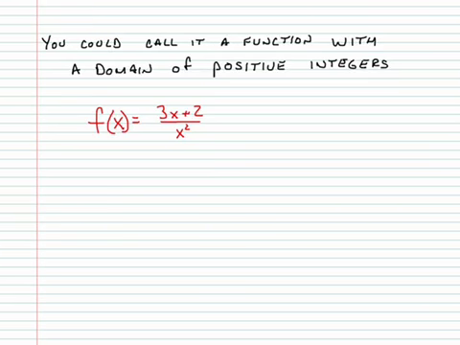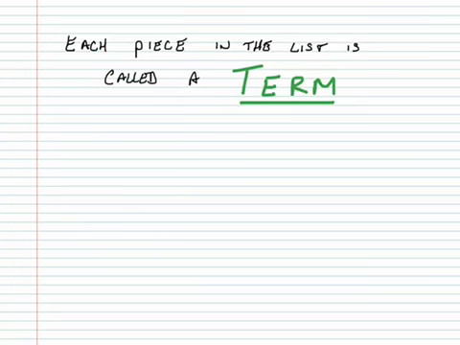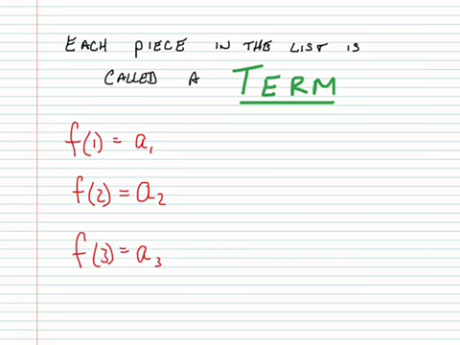And so if we limited our domain or our inputs to just positive integers, this could be one definition of a sequence. As we put each domain value in, we would continue to get term values. So a sub 1 would be our first term, a sub 2 would be our second term. Okay, so these are our actual terms, and we'll continue on.